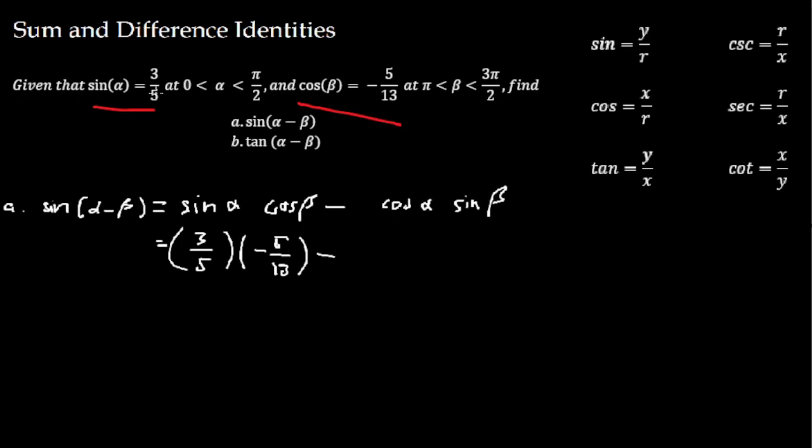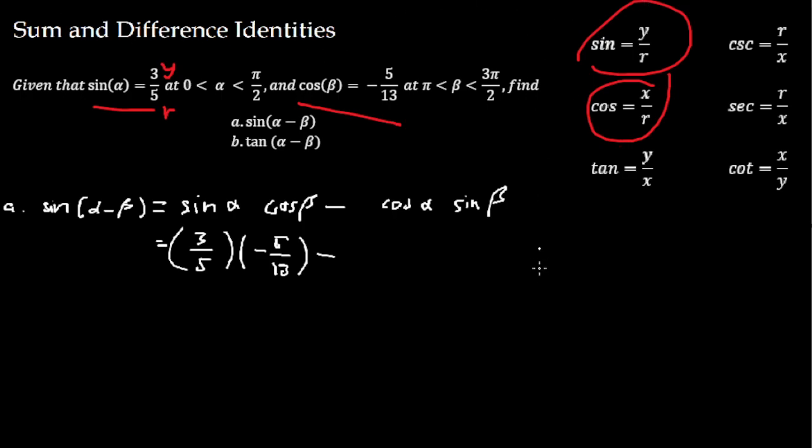Now, if we look at the given, it states that the sine of alpha is equal to 3 over 5. And if we look at the 6 trigonometric ratios, we know that the sine is equal to y over r. So we can assume that our y is equal to 3 and our r is equal to 5. Now, is this enough for us to find the cosine of alpha? No, because we know that the cosine is equal to x over r, but we don't have the x.